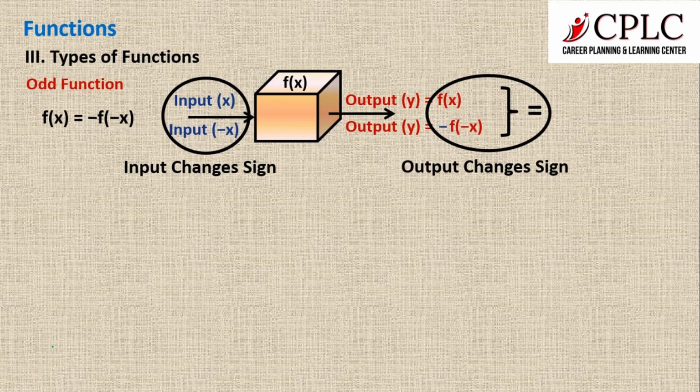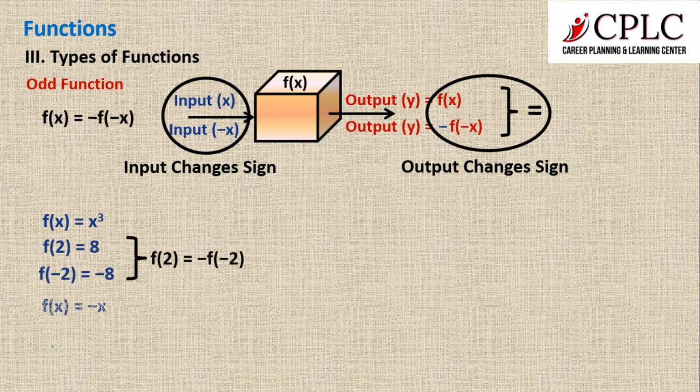Few examples of odd functions. Obviously the negative function, by default, or the cubic function. We know 2 cubed is 8, but minus 2 cubed is minus 8. So the negative function or the cubic function can be the two easy examples of odd functions.